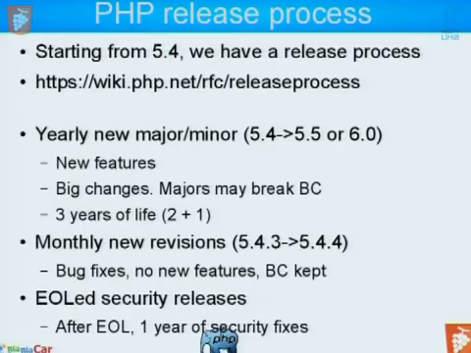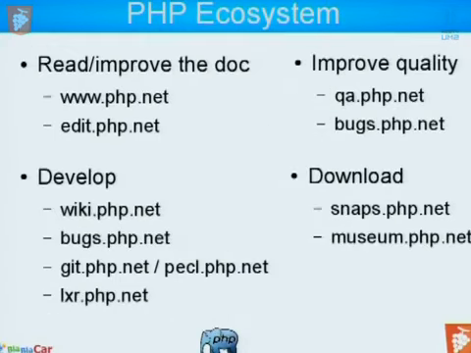So it's cool, 3 years of life. So it's 2 + 1, 2 years about bug fixes and security fixes, and then 1 year of security fixes only, and then end of life. So this year we have 5.5, so next year will be 5.6 probably, and then 5.7, and then if something shows up and it's very big, very new into the language, it will be called 6 or 7, it will be a major release, something like that.